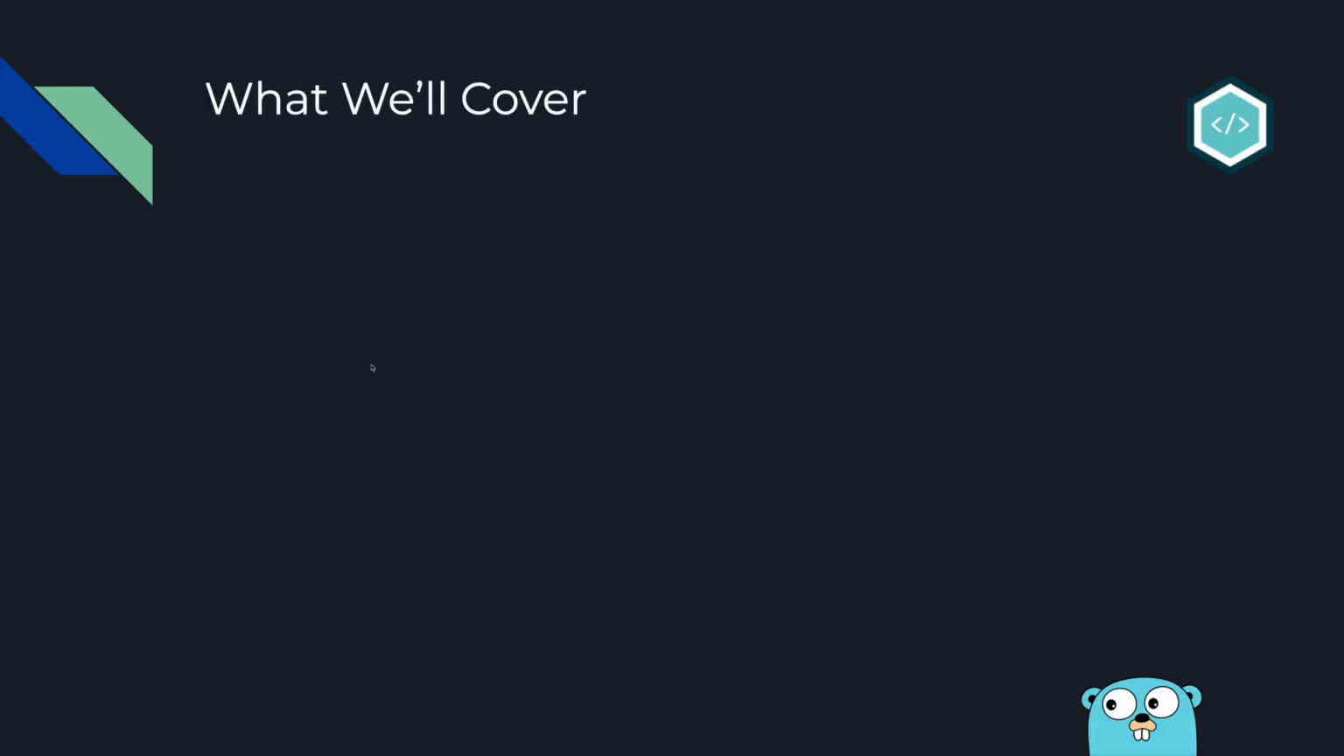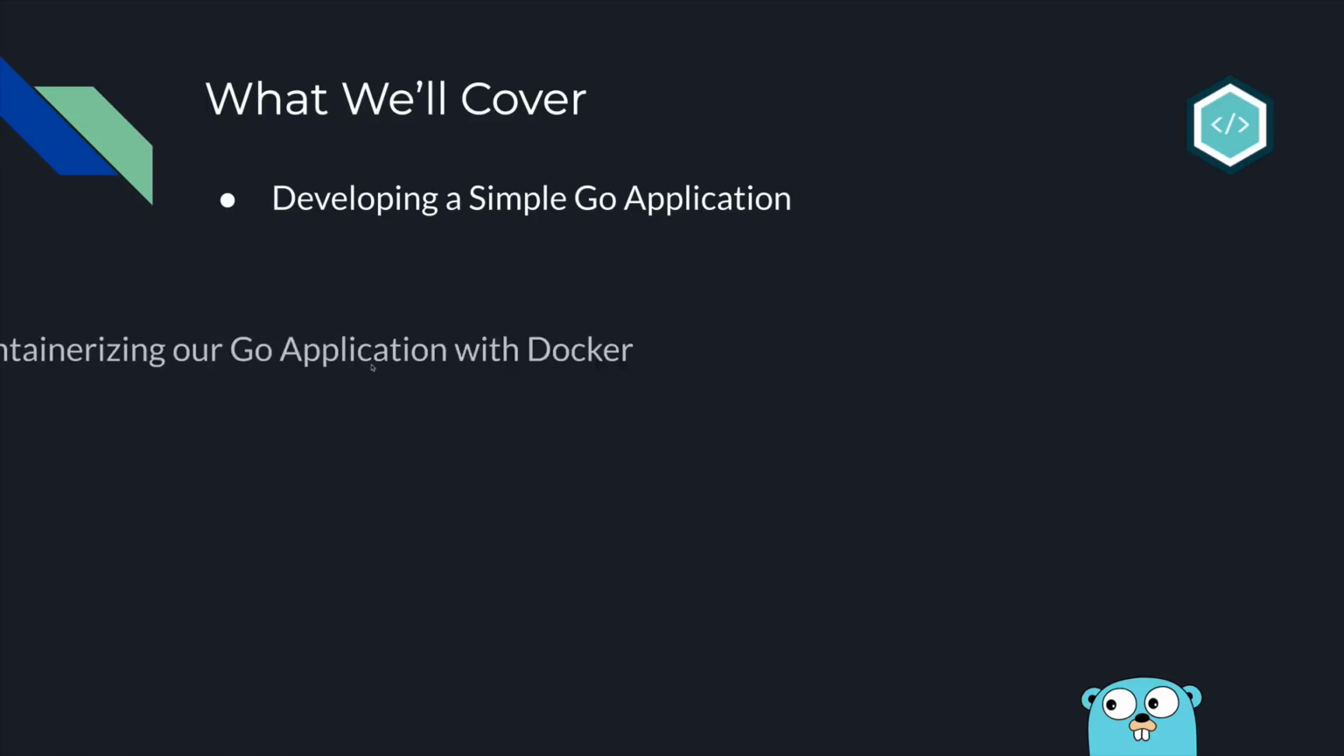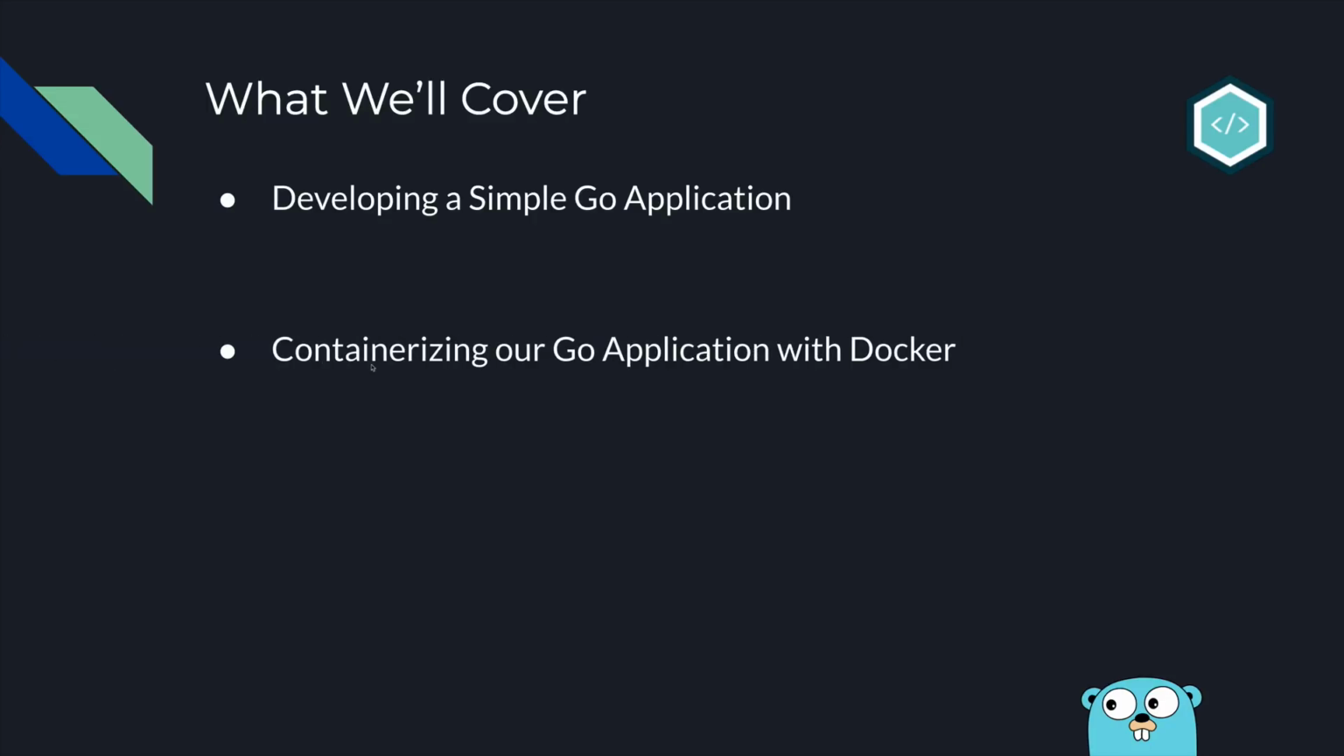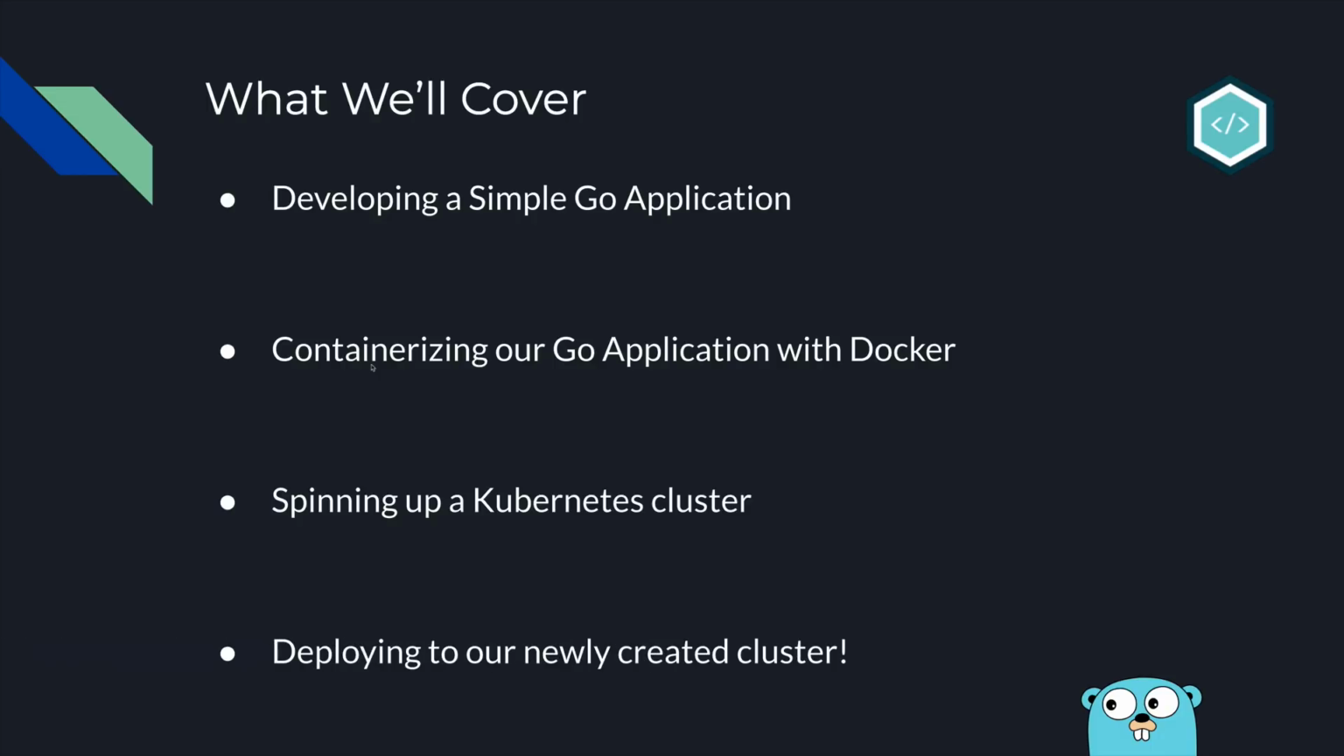So let's go over what we're going to cover in this tutorial. First of all, we're going to develop a really simple Hello World application in Go. We're then going to look at how we can containerize that application using Docker. We're then going to spin up a really simple Kubernetes cluster using DigitalOcean. And finally, we're going to deploy our newly containerized Go application to this cluster.